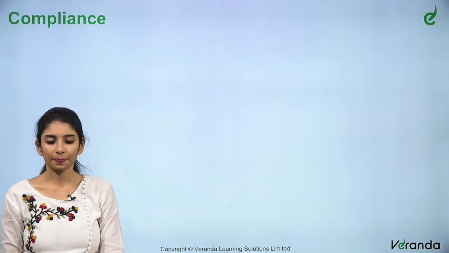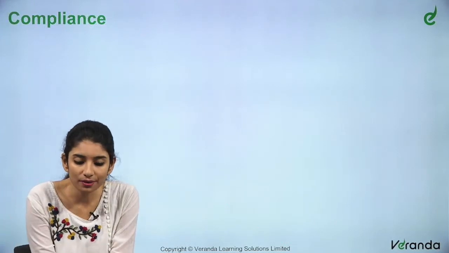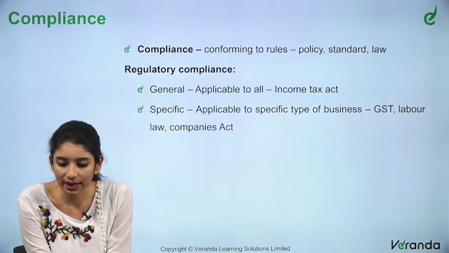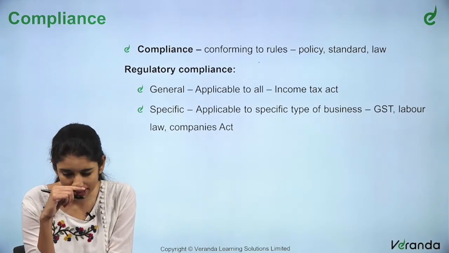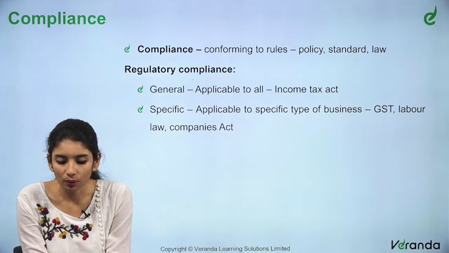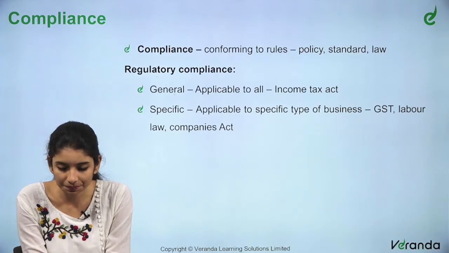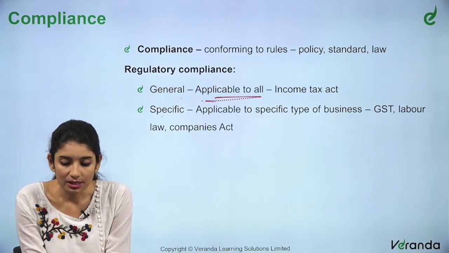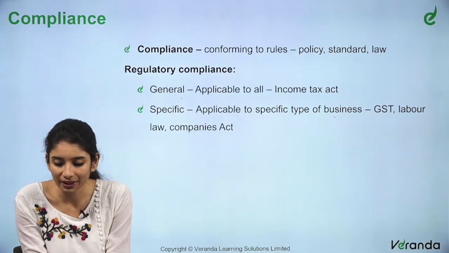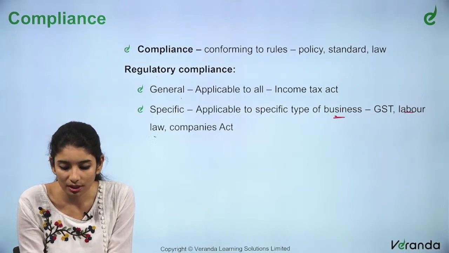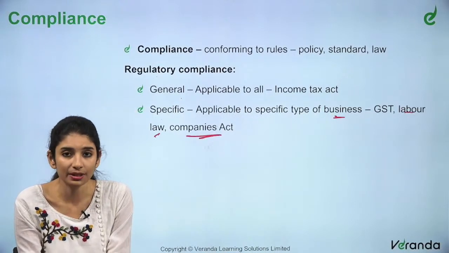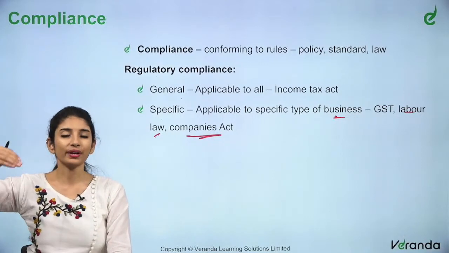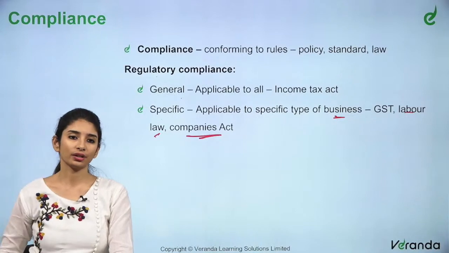Clear? Awesome. Next, we're moving to compliance. Under compliance, conforming to the rules, policies, standards and laws. Now, regulatory compliance. General compliance applicable to all, example, Income Tax Act. Specific compliance applicable to specific types of business, example, labor laws, Companies Act. Companies Act will not apply to a sole proprietor concern. So, specific regulations versus general regulations.